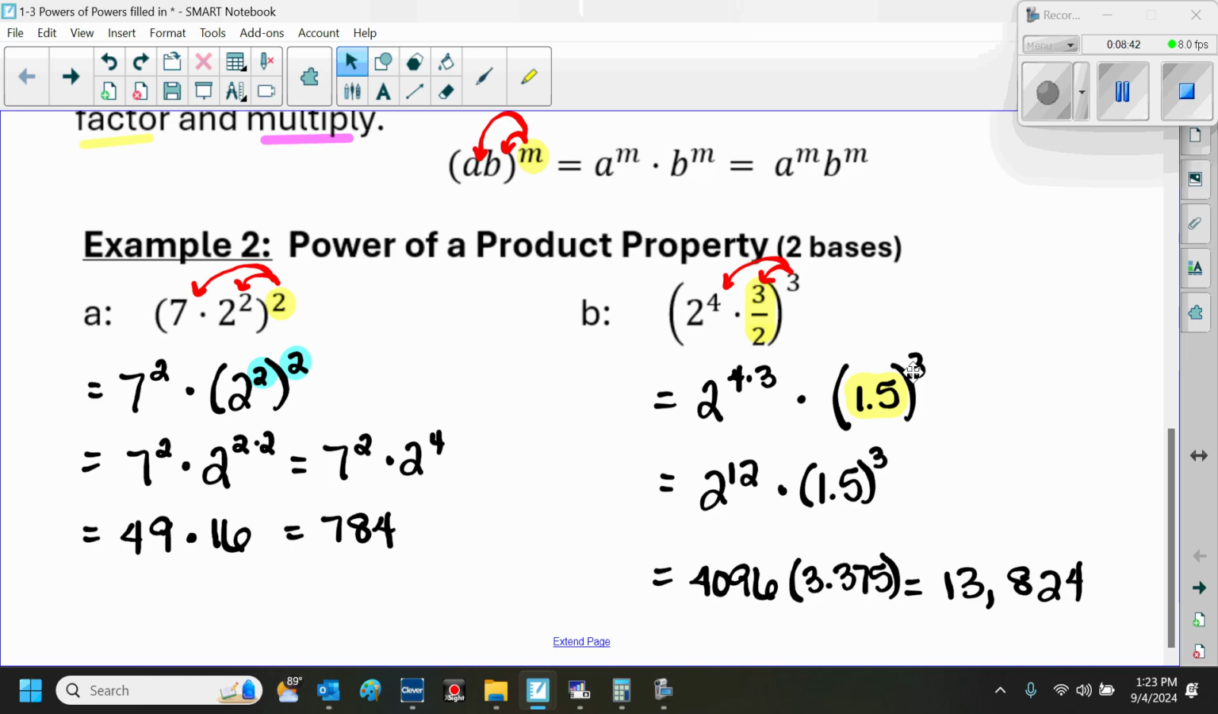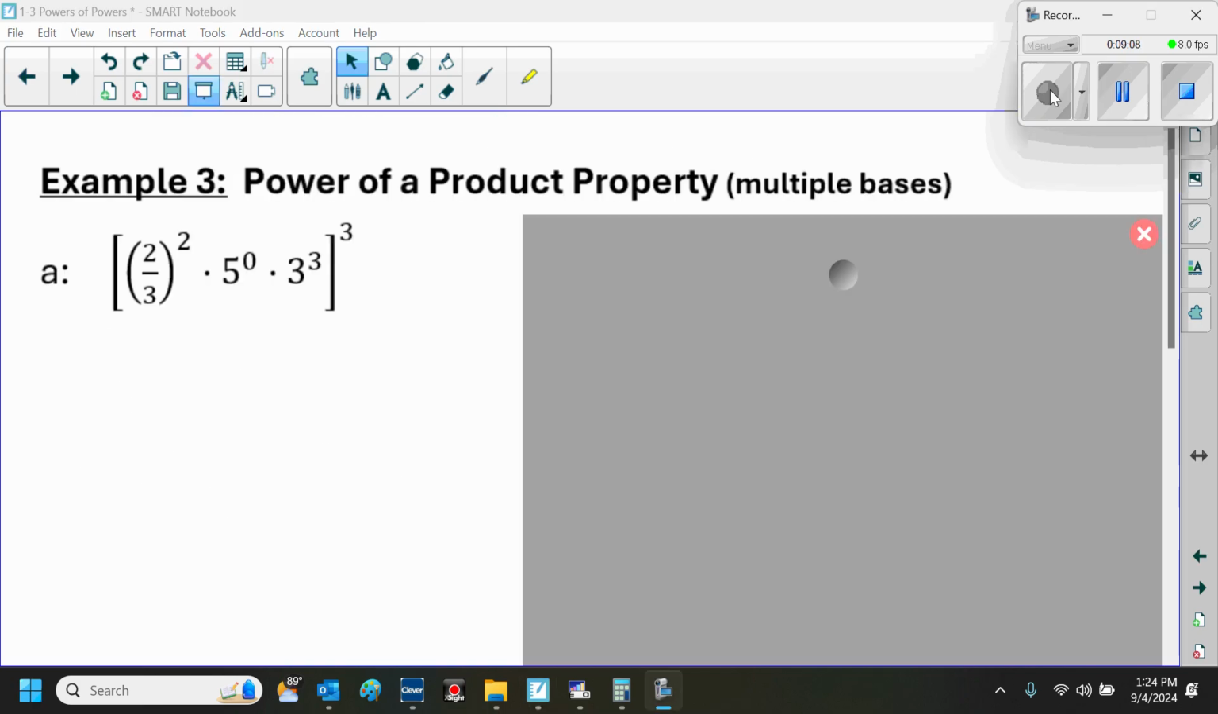And then, when we simplify that, that's 2 to the 12th times 1.5 to the 3rd power. 2 to the 12th, when I put that in the calculator, is 4,096 times 3.375 for 1.5 to the 3rd power, and multiply those, and you get 13,824. Okay. All right, so example 3, we have the power of a product property with multiple bases.